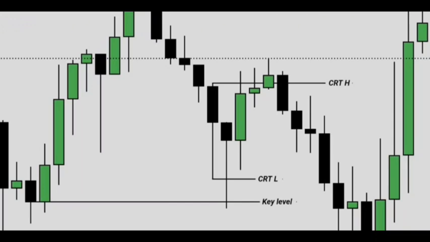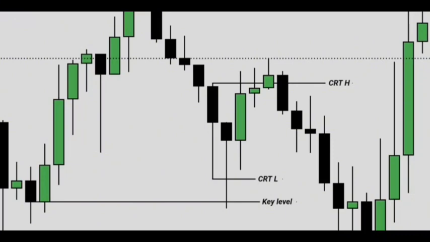However, in this video I will explain how you can take your entry on candle 2 and how you can take your entry on candle 3. For me, I trade the candle 2. That is where I get my entry, right? So let's go into the video and let me show you how this trade was framed.